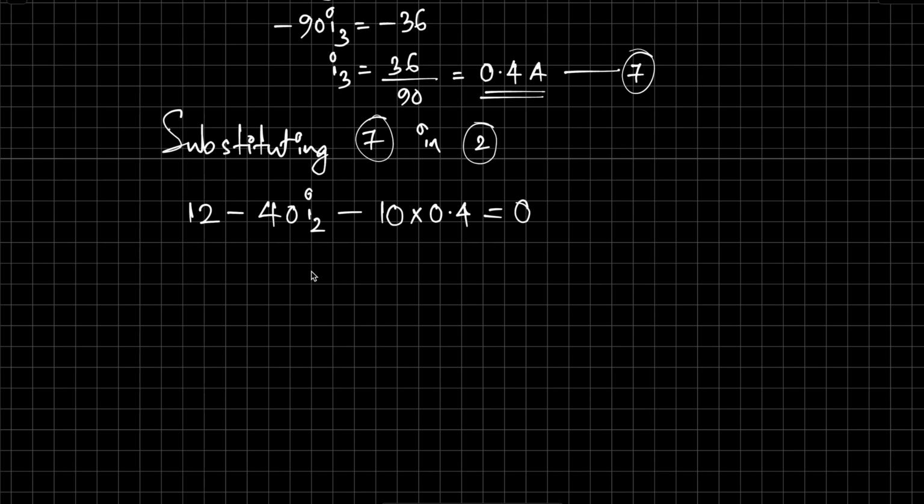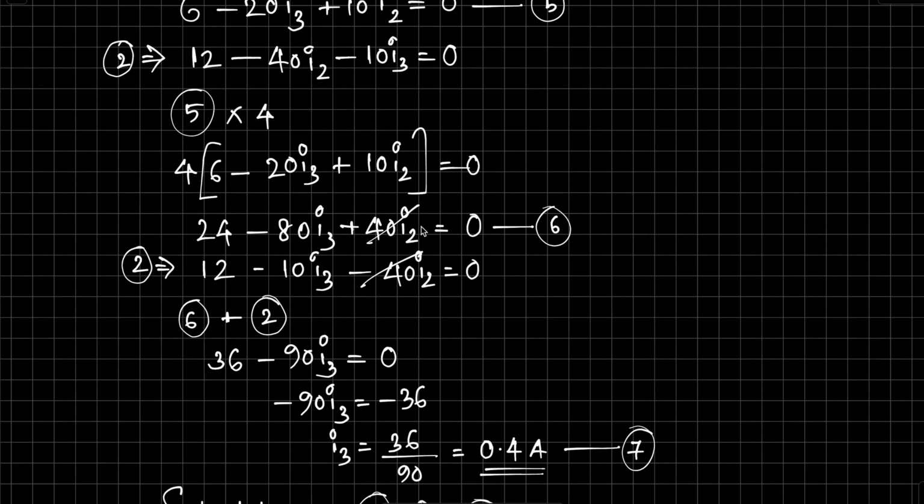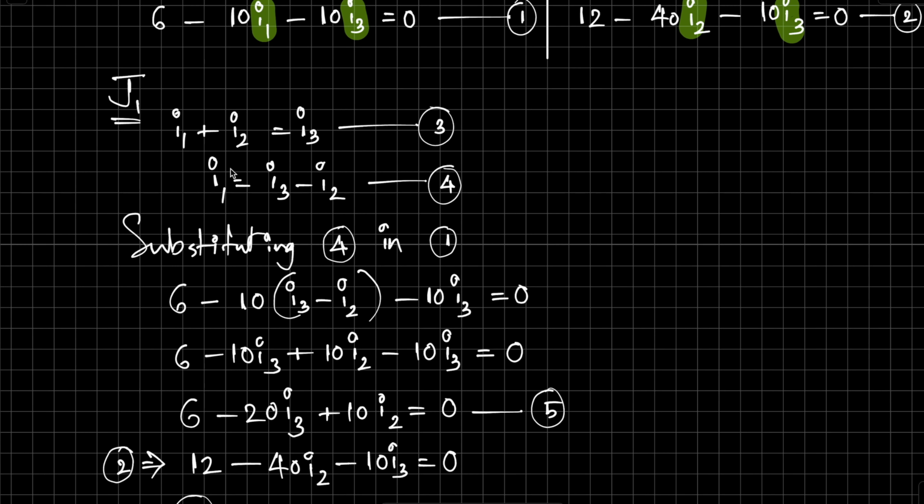Solve for I2. Minus 40 I2 equals 4 minus 12. Minus 40 I2 equals minus 8. I2 equals minus 8 by minus 40. I2 equals 0.2 amps. Let's call it equation number 8. We have I2 and I3 now. Let's go to the junction rule: I1 equals I3 minus I2.